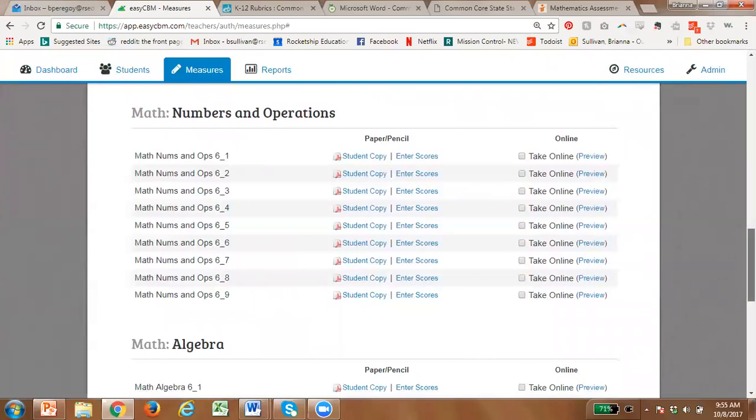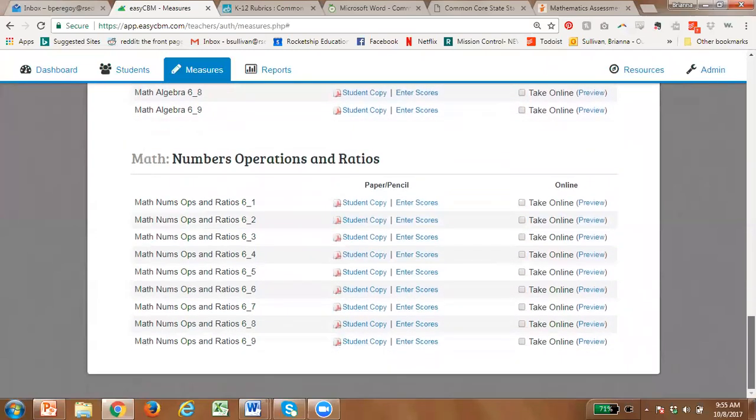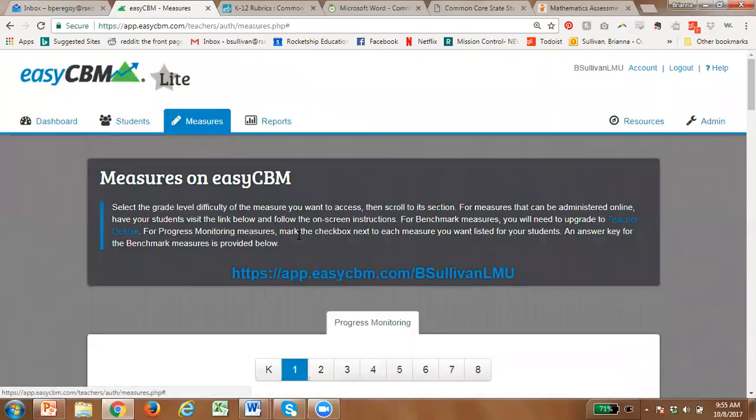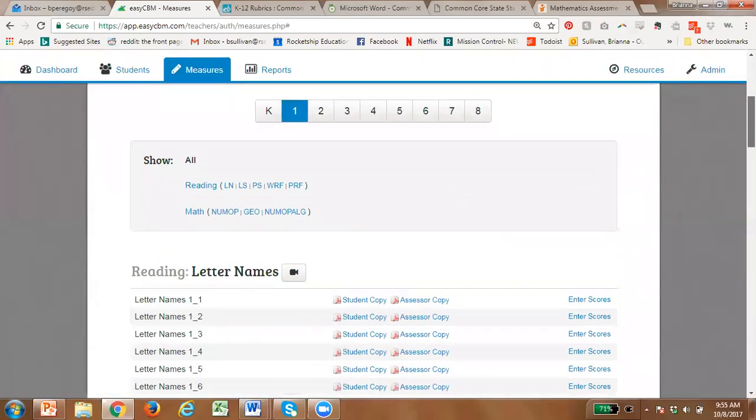Numbers and operations for math, algebra for math, and then number operations and ratios for math. You'll see if you pick other grade levels, the options in the probes are different for that grade level.